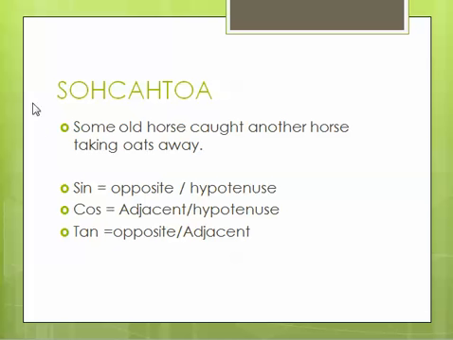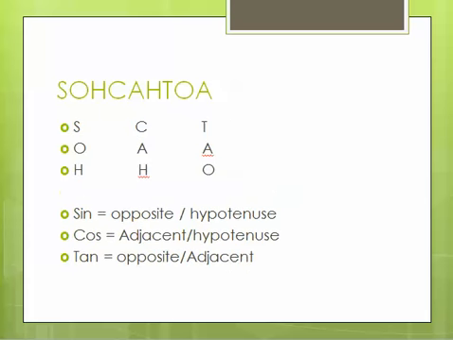SOHCAHTOA, other ways that it's been taught. One teacher, very old teacher, used to teach me some old horse caught another horse taking notes away. If that helped you, it helps you. It's still sine, opposite, hypotenuse, cosine, adjacent, hypotenuse, tangent, opposite, adjacent. See, it all works out the same way. The way I memorized it when I was in high school is I just wrote it down as this so that I would remember that it was the sine opposite over hypotenuse, cosine adjacent over hypotenuse, tangent adjacent over opposite.